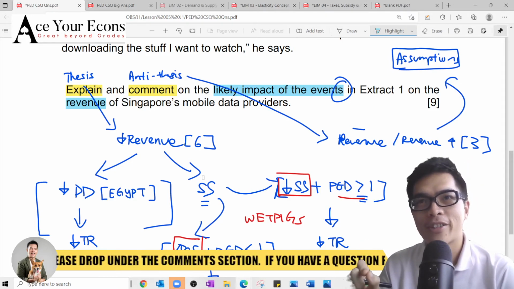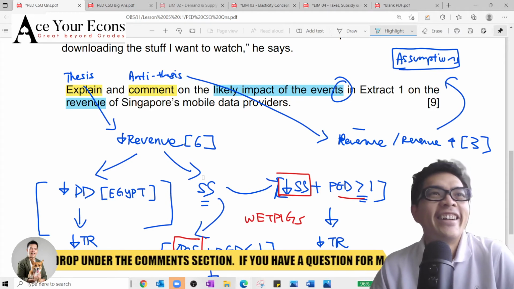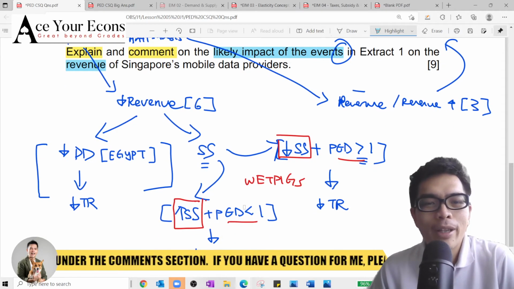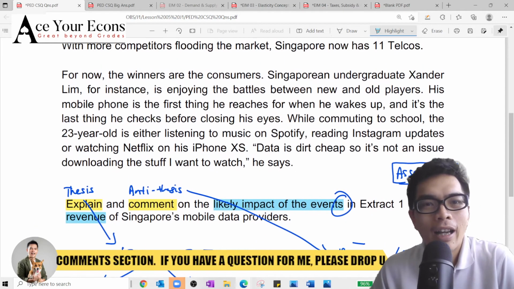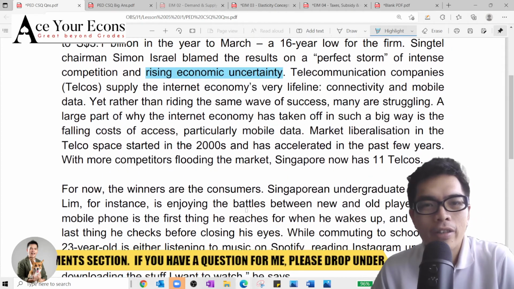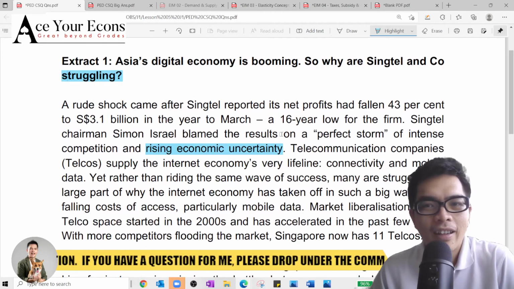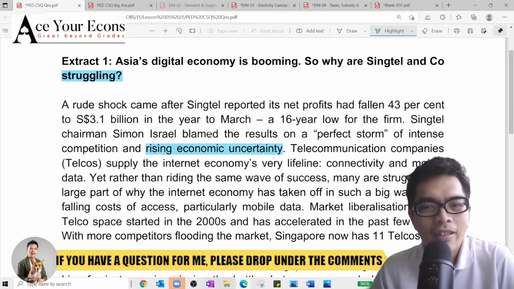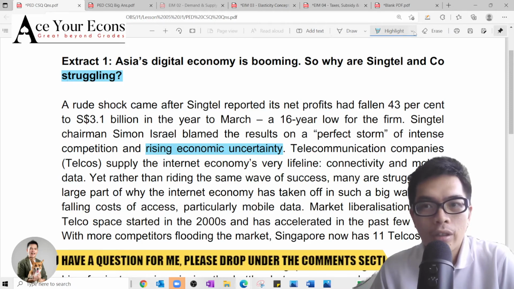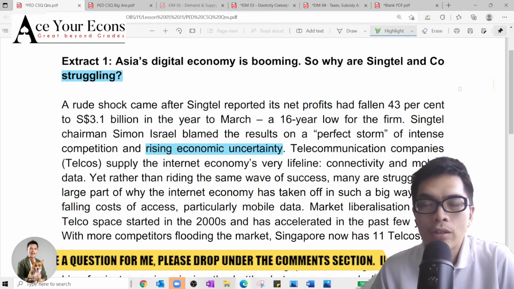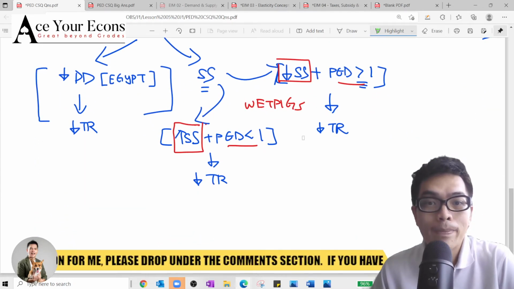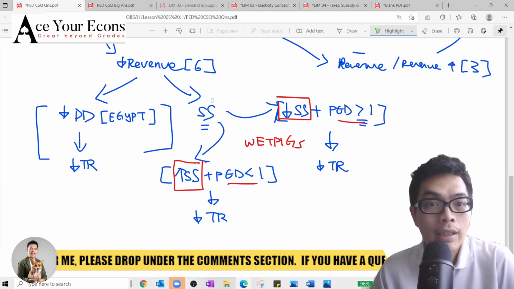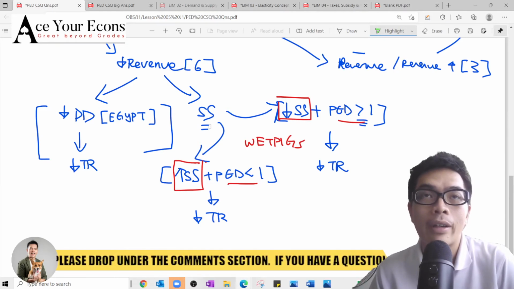So I will get one of y'all to try the supply factor. Maybe Jiaming, would you like to try the supply factor? Which supply factor have you identified? I think increase in supply and inelastic demand. Okay, so why is there an increase in supply? Singapore now has 11 telcos. Okay, good. Like what I've mentioned, it is always about identifying the initial condition, especially when there is a supply factor, you have to get the supply factor right.